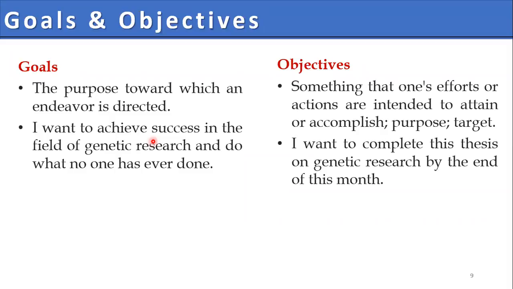If I give one example: I want to achieve success in the field of genetic research and do what no one has ever done. So that is my goal. I want to build new things as an engineer. I want to design, I want to solve problems no one has ever solved. Okay, so that is my goal. Then related to that, objectives: I want to complete my thesis on genetic research by the end of this month. So that is specific, I have a deadline. So that is my objective.